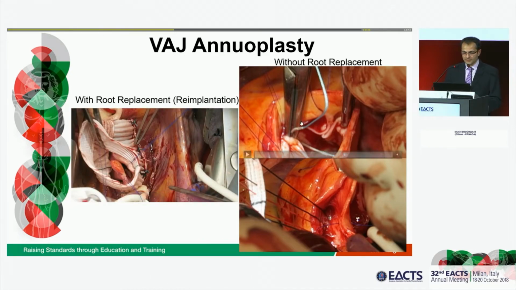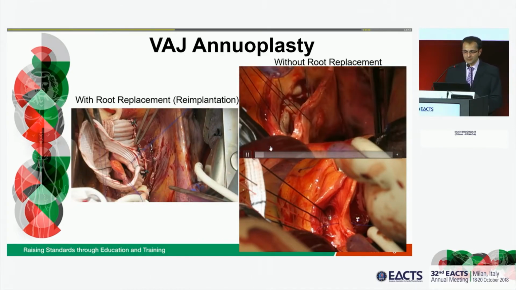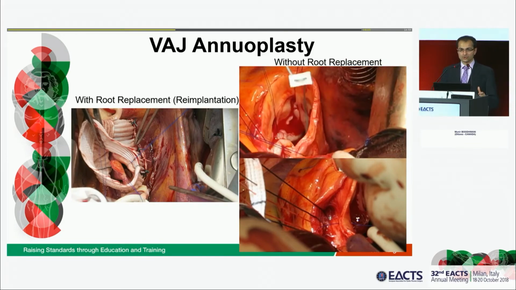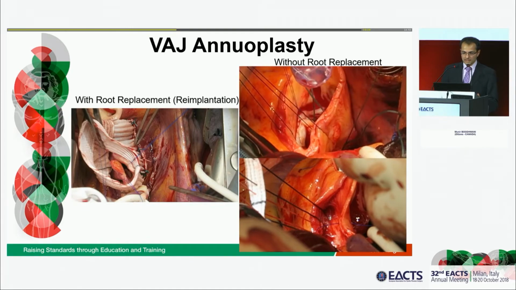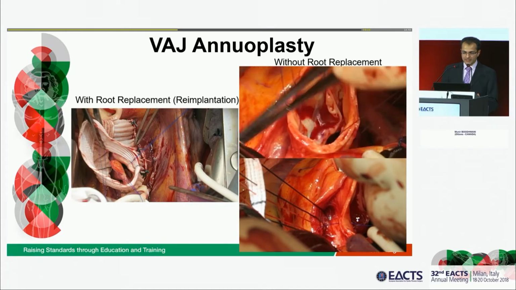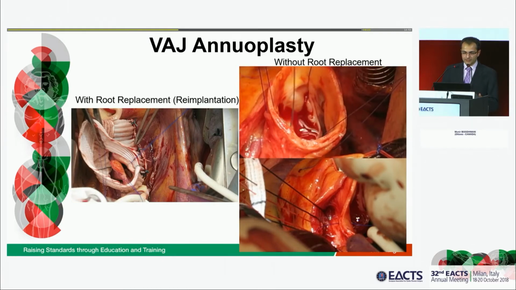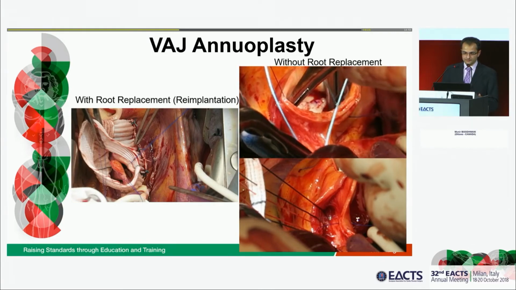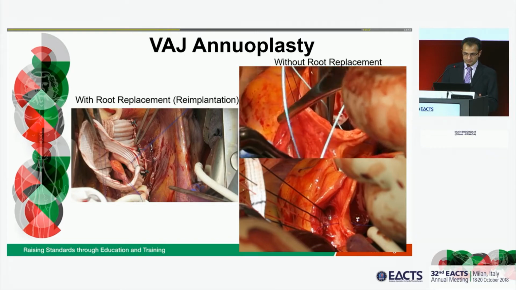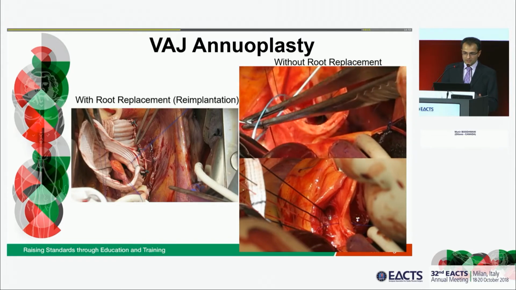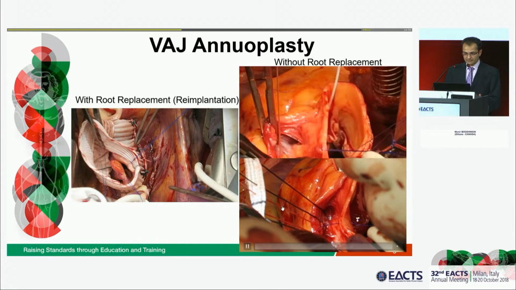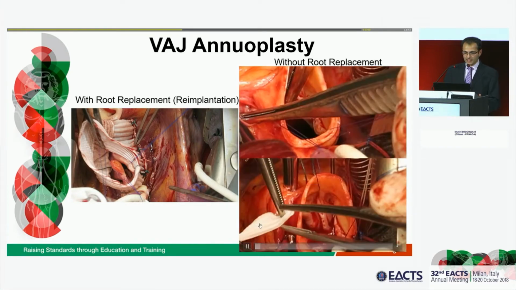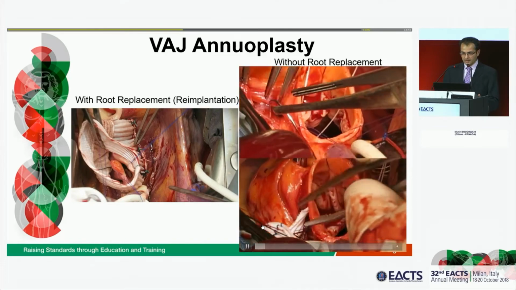In a scenario where you don't have a root replacement, same sort of suture configuration can be placed, starting with the non-left commissure, leaving a small space for the coronary arteries, but continuing the same circumferential annuloplasty sutures. And once these have been placed circumferentially, a ring or a band of Dacron, as is used in this case, can be placed under the level of the coronary arteries.